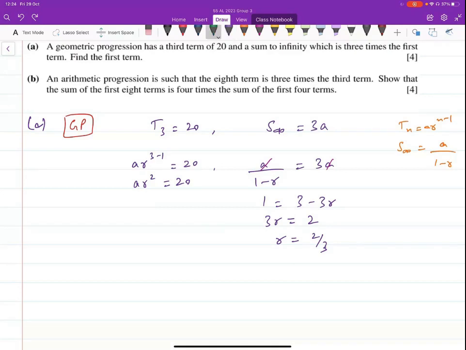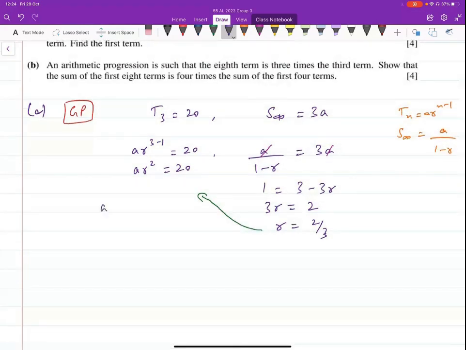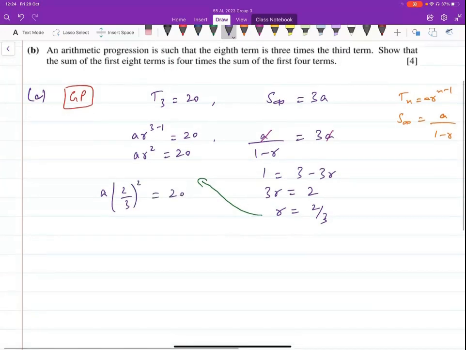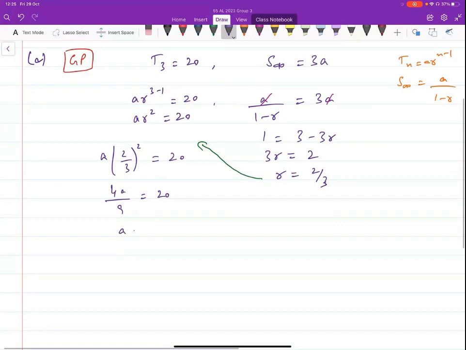Now I can input this value of R back in this equation to get the value of A from there as well. So we have A into 2 over 3 whole squared equals 20. Okay, we simplify this. We get 4A divided by 9 equals 20. And A is going to be 20 into 9, which is 180 divided by 4. And that's going to be 45. So the first term is 45.